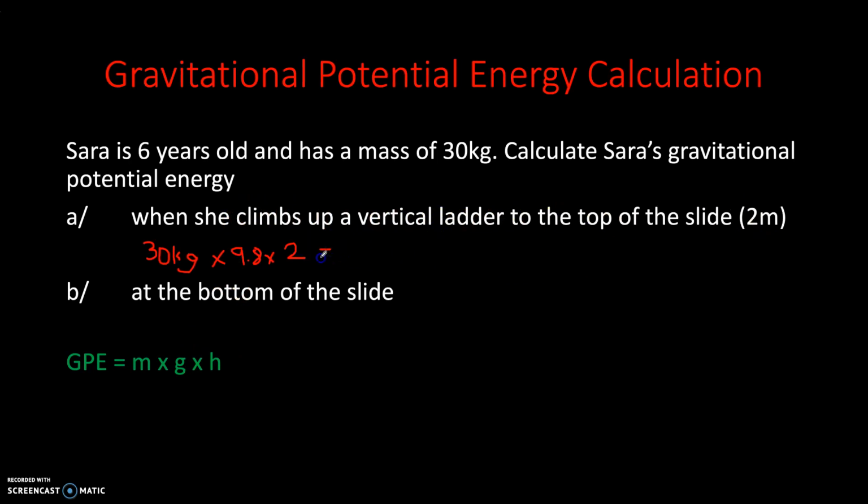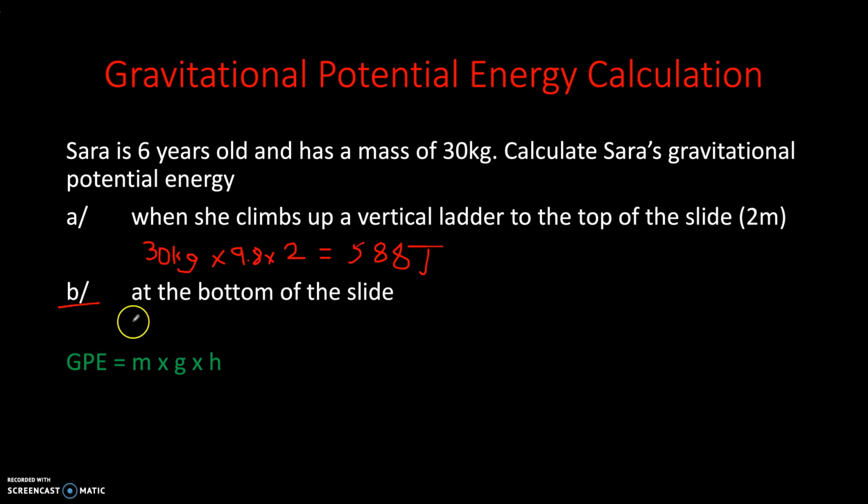So now maybe just pause here and grab your calculator and punch in the values here. So if I go 30 times 9.8 times 2, that gives me 588 joules. Pause the video here as well and have a go at question B.